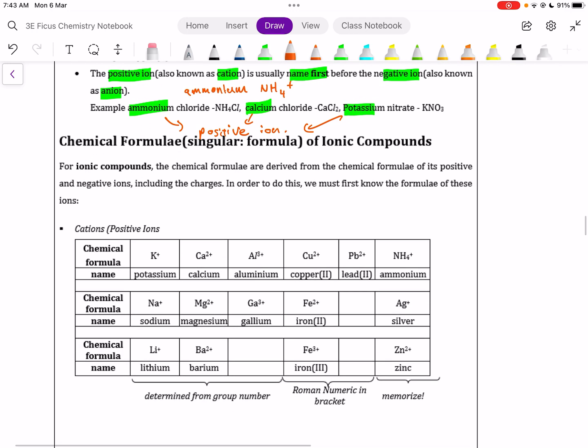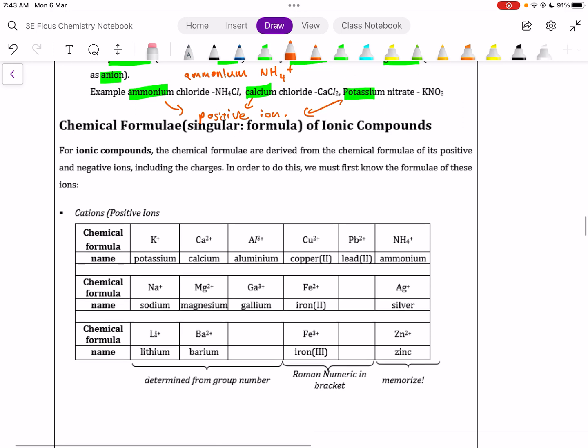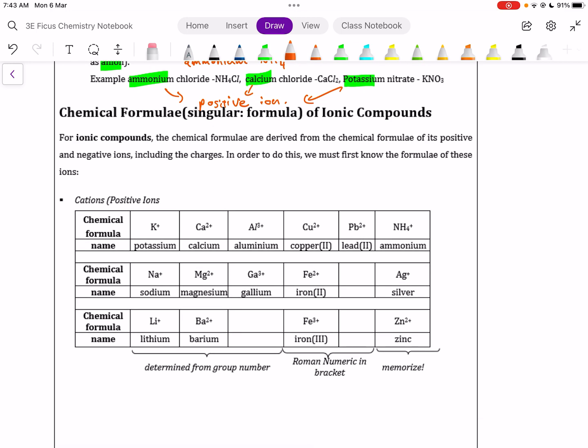So let's look at the chemical formula of all these ionic compounds. Formula is singular, formulae is plural. For ionic compounds, the chemical formulas are actually derived from the chemical formulae of its positive and negative ions, including the charges. So first of all, we need to know the formula of these ions before we can write the formula for ionic compounds.